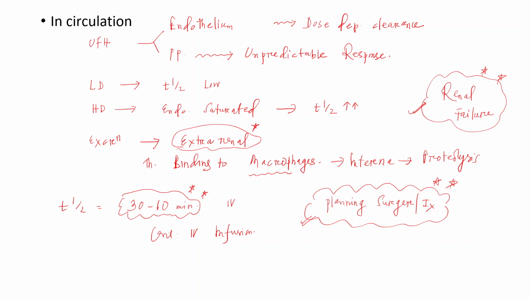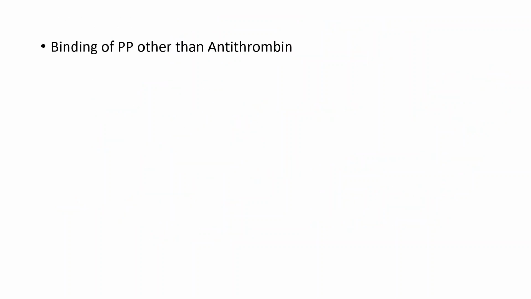So these are the 2 very clinically important points about unfractionated heparin. First thing is excretion is extrarenal, and second point is T half is very low. That's why you can give it to patients who are planned for surgery, or you are thinking that they may be posted for surgery or some kind of intervention. Now the next thing is regarding binding to plasma protein.